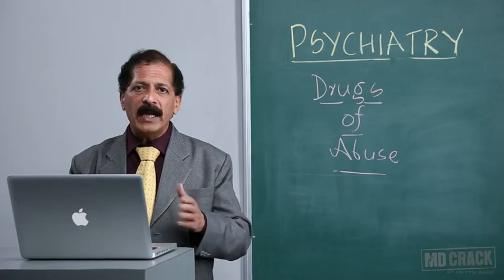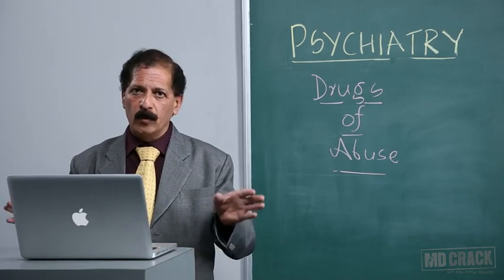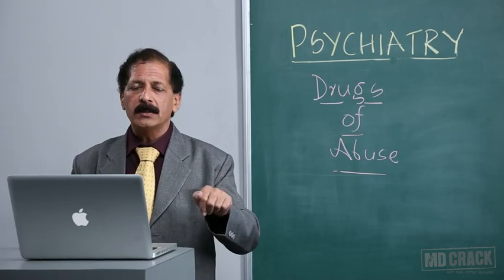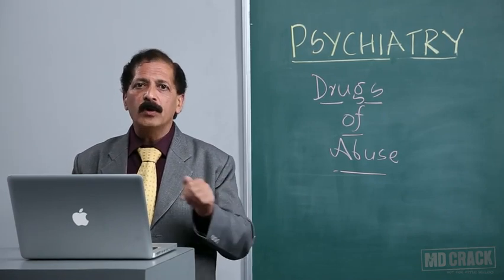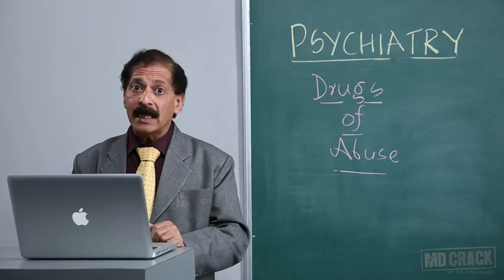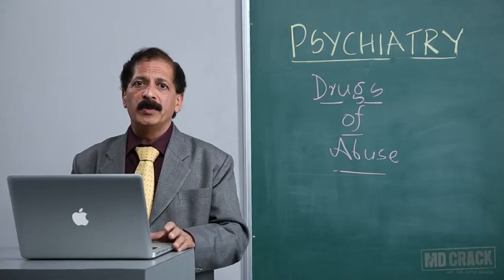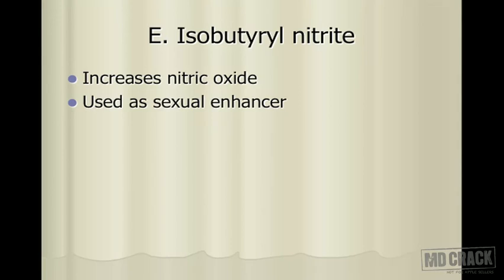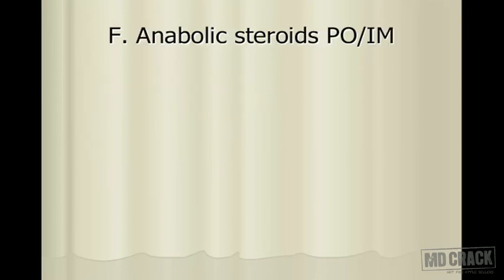So this was all about ABCD, the four groups which we discussed: CNS depressants, CNS stimulants, hallucinogens, and the fourth one was marijuana. And as I said, there are two more to be discussed. E, or number 5, is isobutyryl nitrite. It's a nitrite. It releases nitric oxide and it is sometimes used as a sexual enhancer. And there are some other inhalants which I would like to put with the isobutyryl nitrite.